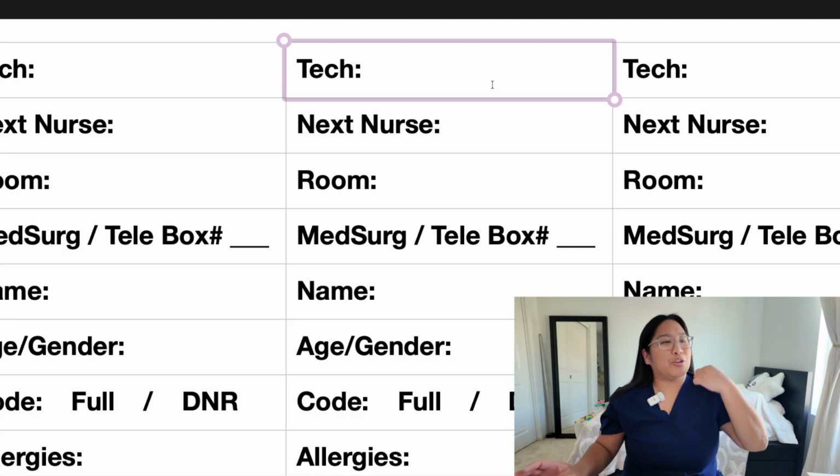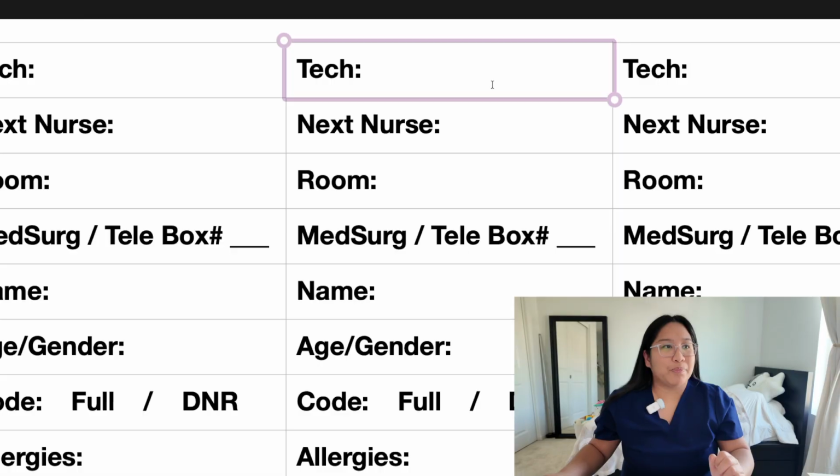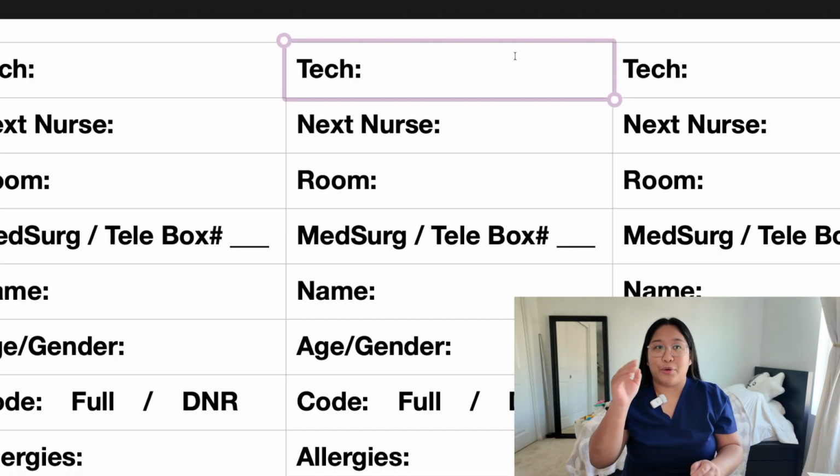So let's get started with all the columns. I'm going to go top to bottom, front to back, and then I will simulate that I'm giving report to you. So tech, or CNA, nursing assistant. I put whoever it is here because sometimes I don't get the same tech for all my patients. And I also put their phone number or their extension so I can call them easier.